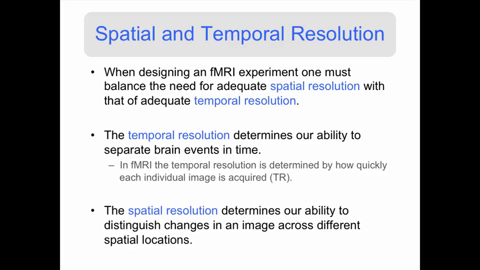The spatial resolution, on the other hand, is going to determine our ability to distinguish changes in an image across different spatial locations. So as we saw at the end of the last module, when we move from a 32 by 32 image to a 64 by 64 to a 128 by 128, we can distinguish brain tissue and boundaries between brain tissues in a much better manner. And so the increased spatial resolution allows us an increased ability to distinguish changes in an image.